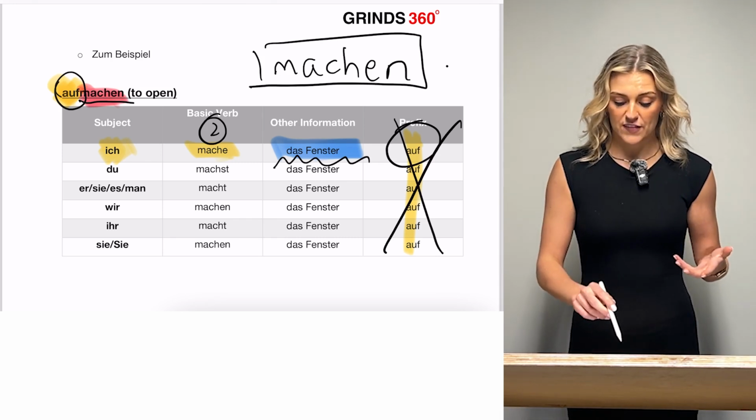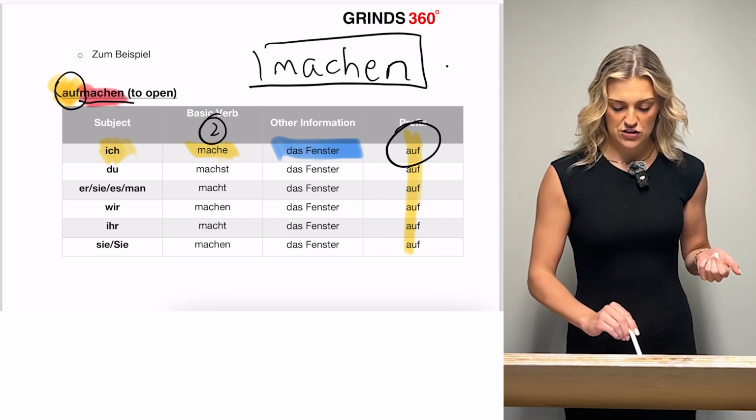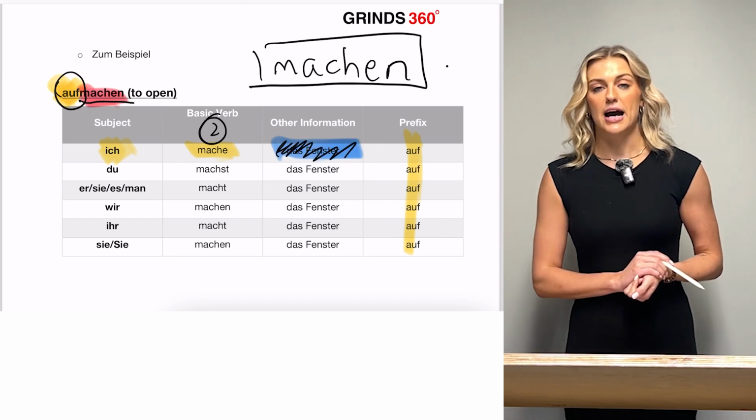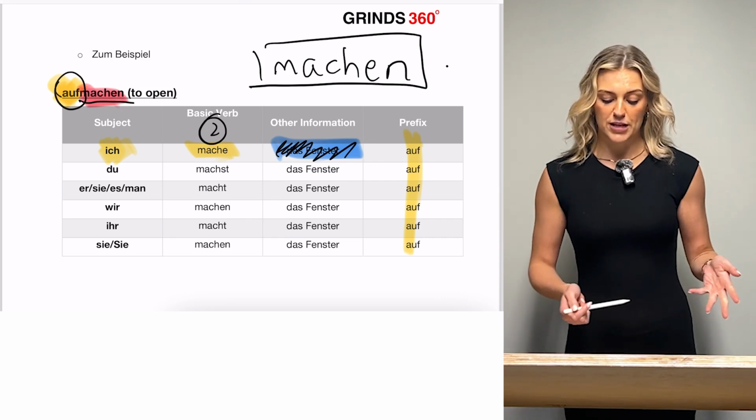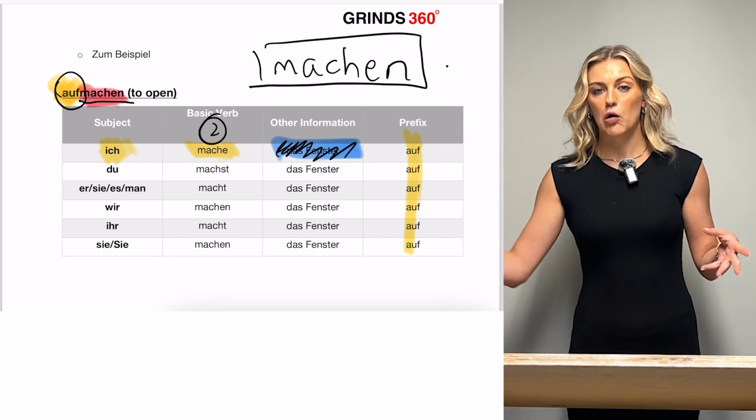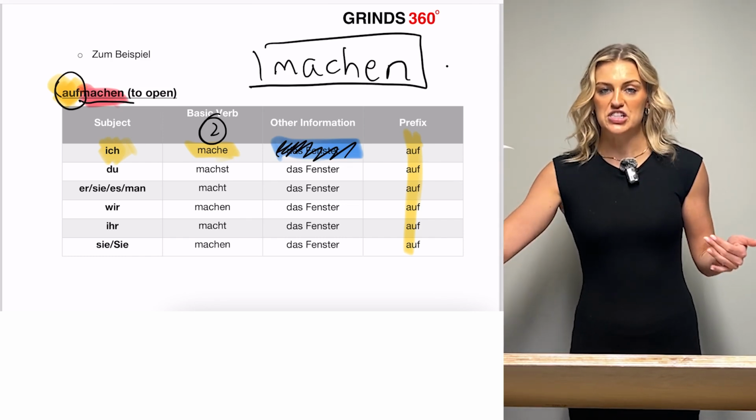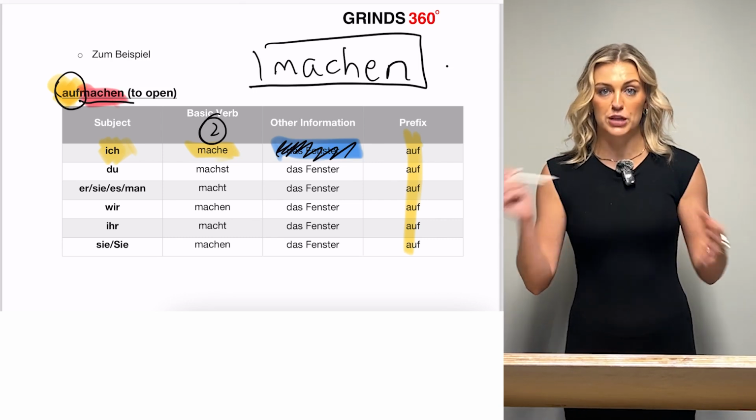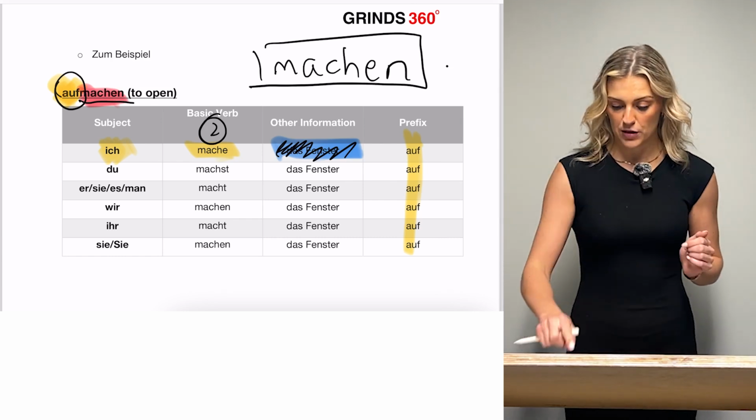Or if we didn't have das Fenster, if you don't have any extra information, it would just be ich mache auf, I open. So you may not always have an extra piece of information, but the prefix still goes at the end and our verb still goes in second place. So ich mache auf, I open, du machst auf, you open, sie, es, man macht auf, he, she, it, one opens, und so weiter and so forth. So the prefix is always at the end, the verb is always in second position, but again, ich mache auf, I open, ich mache, I make or do. So don't forget about our prefix there.